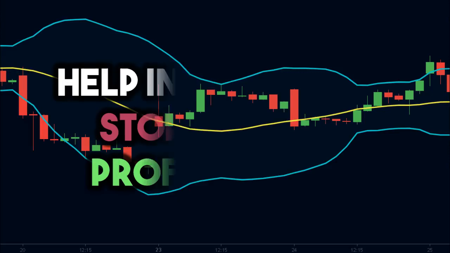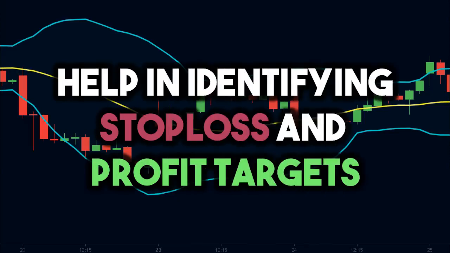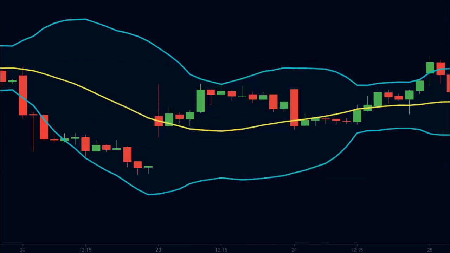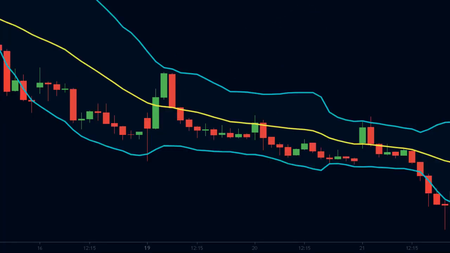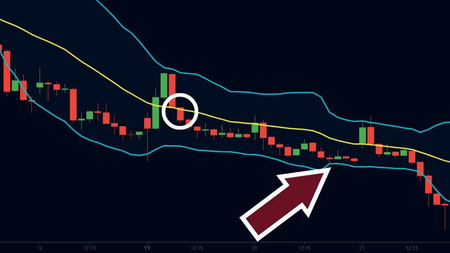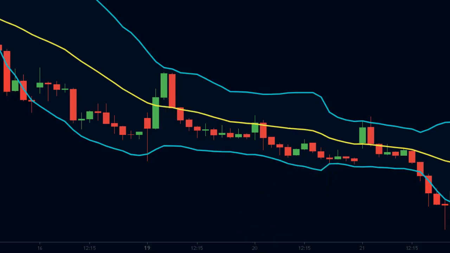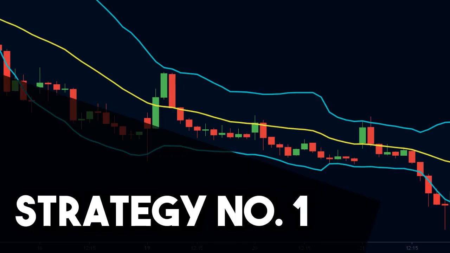The Bollinger Bands can also help in identifying stop loss and profit targets. For instance, if you place a buy order at the crossover of the middle band, which is the 20-period moving average, the upper band becomes your target. On the other hand, if you place a sell trade at the crossover of the middle band, the lower band becomes your target. Now that we have understood the basics of the Bollinger Bands, it's time to come to our first strategy.